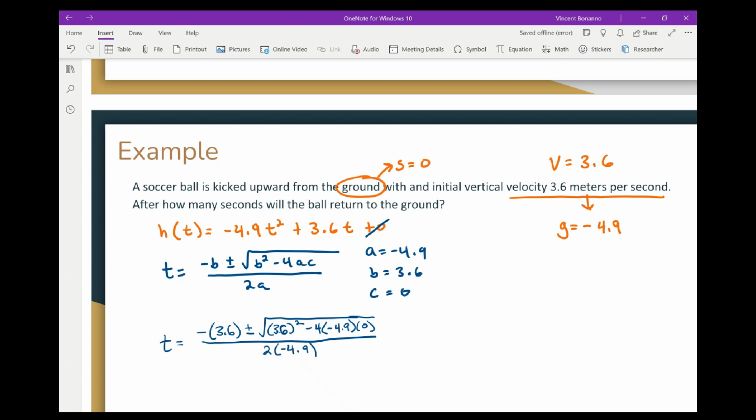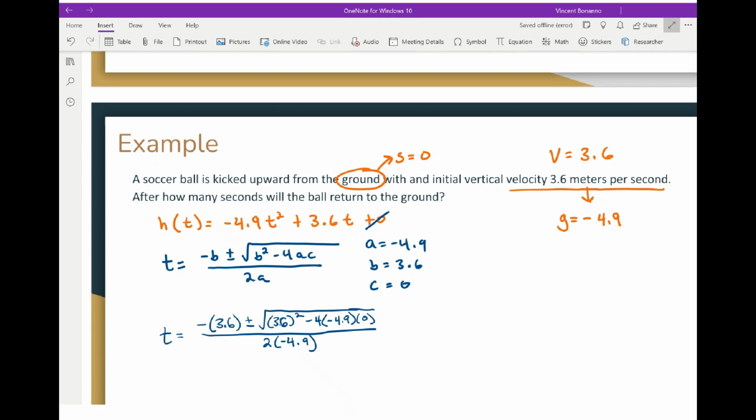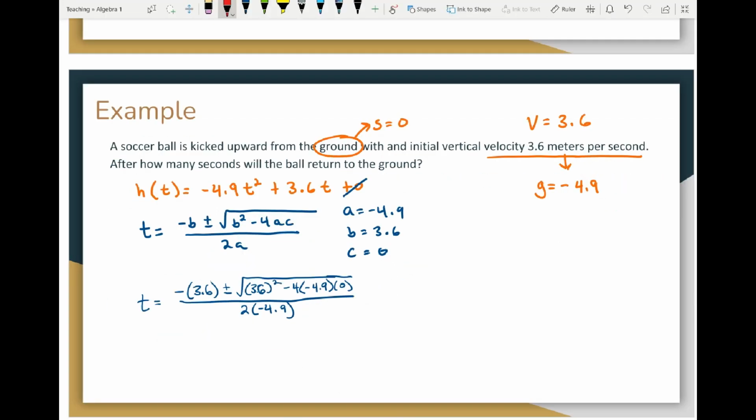All right, so inside of that square root symbol, if you take a look, we have 0 times all this, so that's just going to end up being 0. All right, so what are we left with? We're left with negative 3.6 plus or minus the square root of 3.6 squared. And the cool thing about that is those are just going to cancel. And then we have 2 times 4.9 is negative 9.8. So we're left just with negative 3.6 over negative 9.8 plus or minus 3.6 on top. Forgot about that. Sorry.